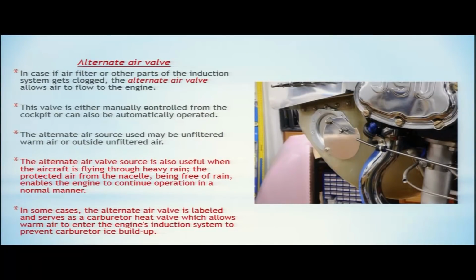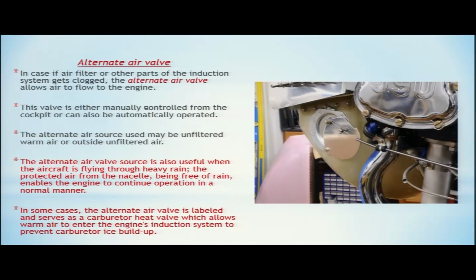Now if the air filter or other parts of the induction system get clogged, there might be a possibility where your aircraft has been operating in very dusty, dry climate conditions, so your filter might get clogged, or there is an obstruction in other parts of the induction system. In that case, the alternate air valve allows air to flow to the engine.